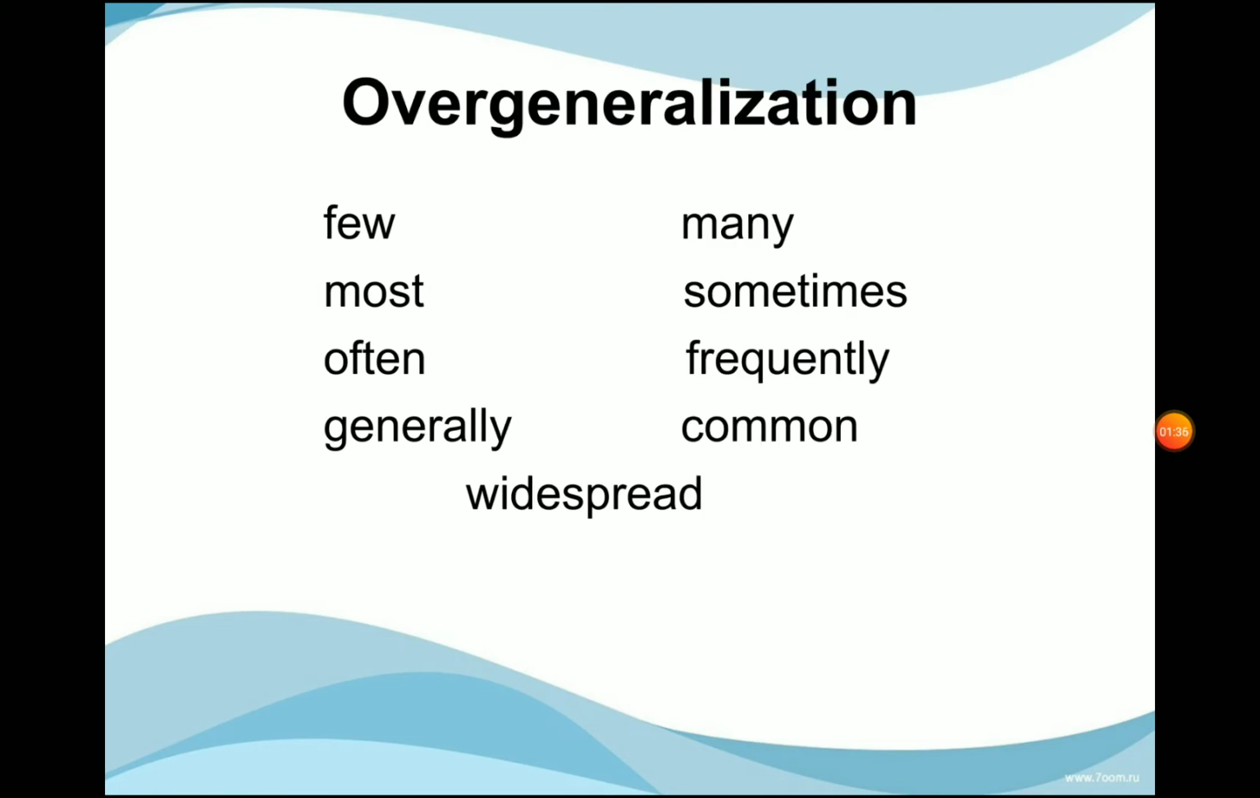As we know, overgeneralization is very common. To modify overgeneralized statements, it's generally necessary to reduce the scope of the statement by limiting the quantity or frequency or area involved. Here are just a few common modifiers for this: few, many, most, sometimes, often, frequently, generally, common, widespread.